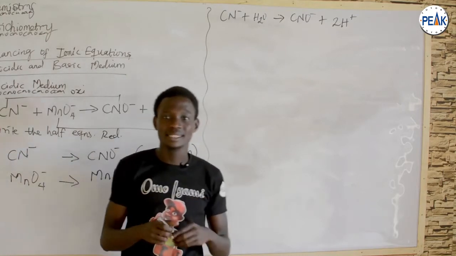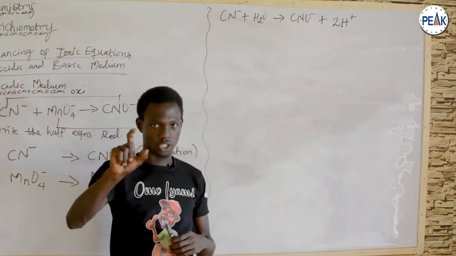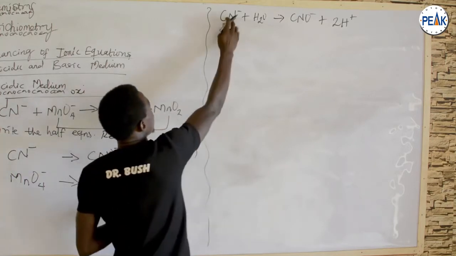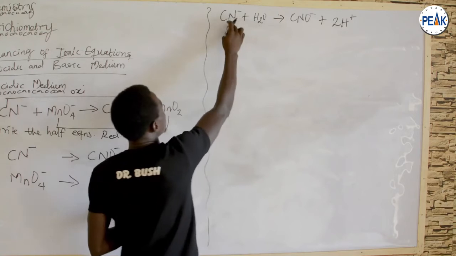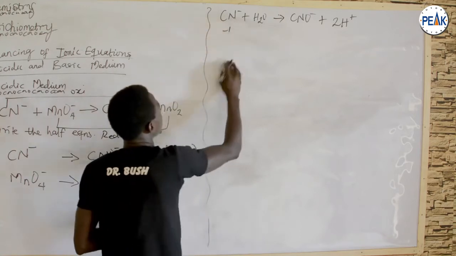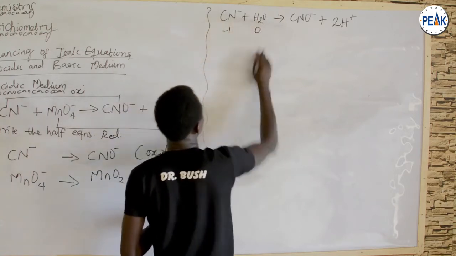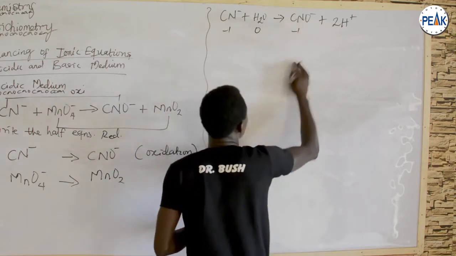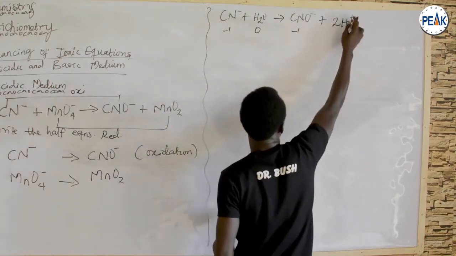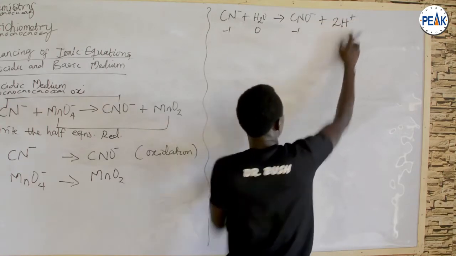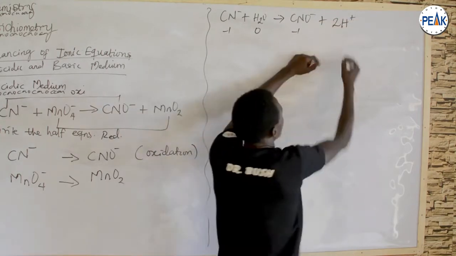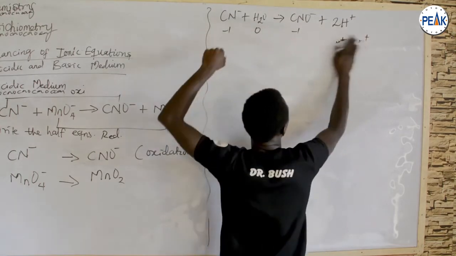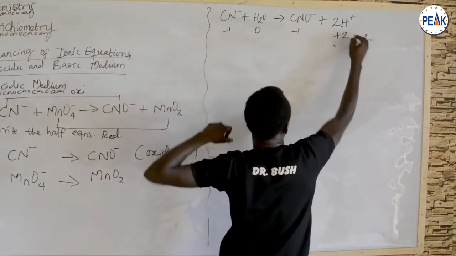How do I balance ionically? That's balancing the charge, is what I mean. Now, follow me. For CN-, the charge here is -1. For H2O, it has no charge, it is 0. For CNO-, the charge here is -1. For H+, you can see I have 1+ here, but I have 2 hydrogen ions. That's 1 hydrogen ion plus another hydrogen ion, which means I have +2 here.